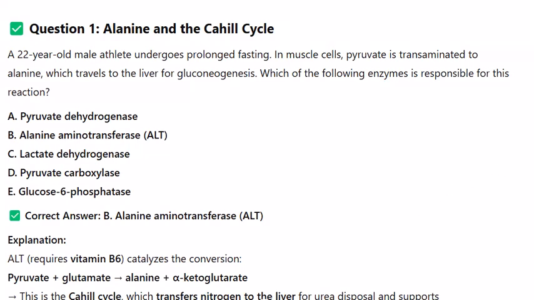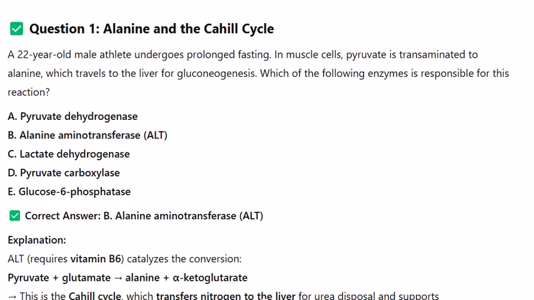Question 1. Alanine and the Cahill cycle. A 22-year-old male athlete undergoes prolonged fasting. In muscle cells, pyruvate is transaminated to alanine, which travels to the liver for gluconeogenesis. Which of the following enzymes is responsible for this reaction?